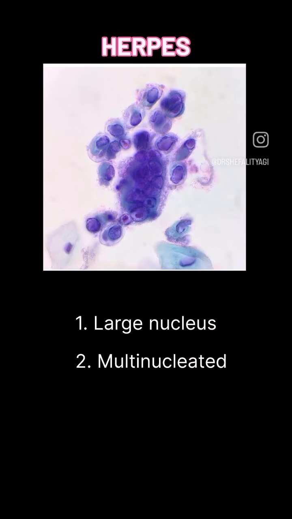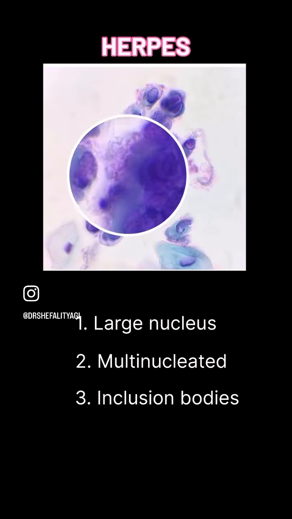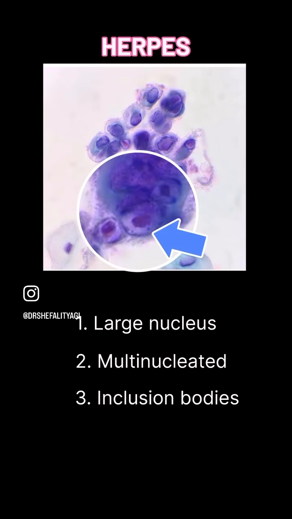Now, viral infections basically produce nuclear changes, and that is why differentiation of these viral infections is extremely difficult. Talking about herpes first. In herpes, the cell has an enlarged nucleus, so the nucleocytoplasmic ratio increases, and the cell becomes typically multinucleated. One very characteristic feature besides the multinucleated cell is inclusion bodies. These are the inclusion bodies seen inside the nucleus.